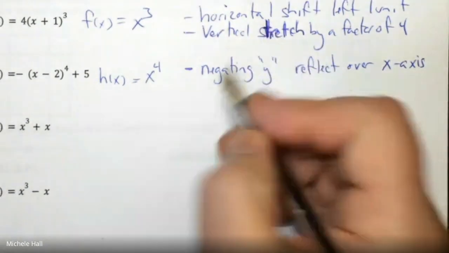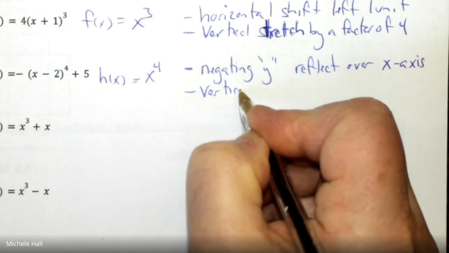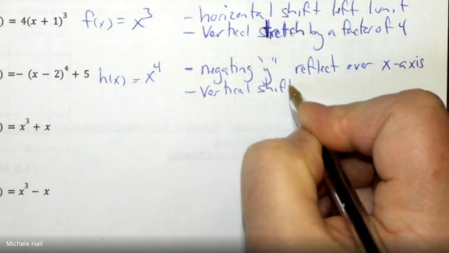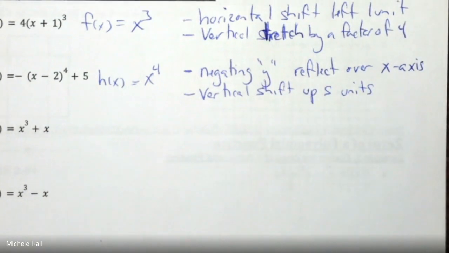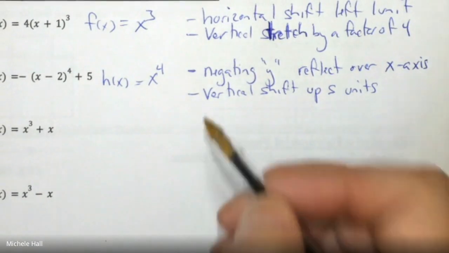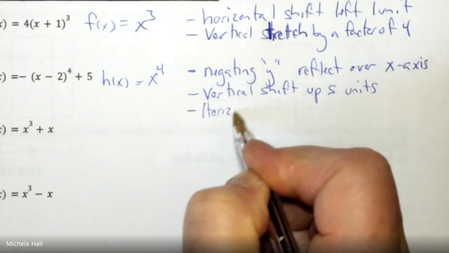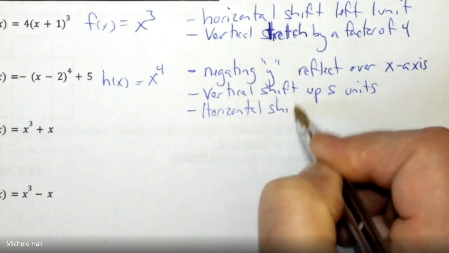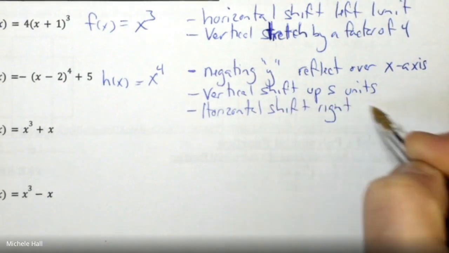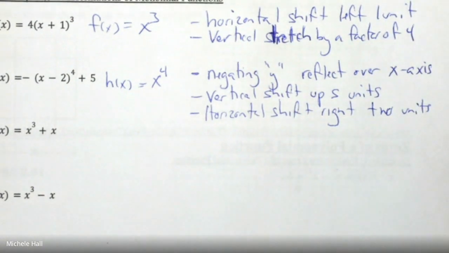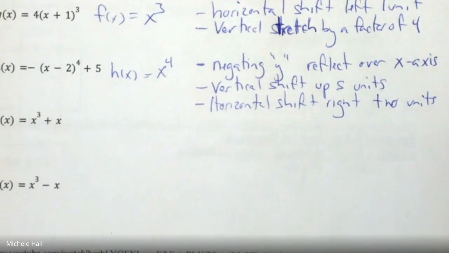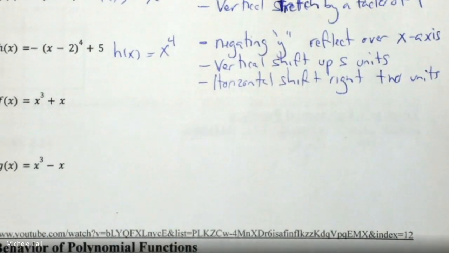Very good. The 5 is a vertical shift up 5 units. And the last one, Abram. So a horizontal shift right 2 units. So those ones you guys are good on. The next one is, those next 2 are different. And so you do see that you have an x cubed there. So it's going to still have the same behavior of what an x cubed would have.